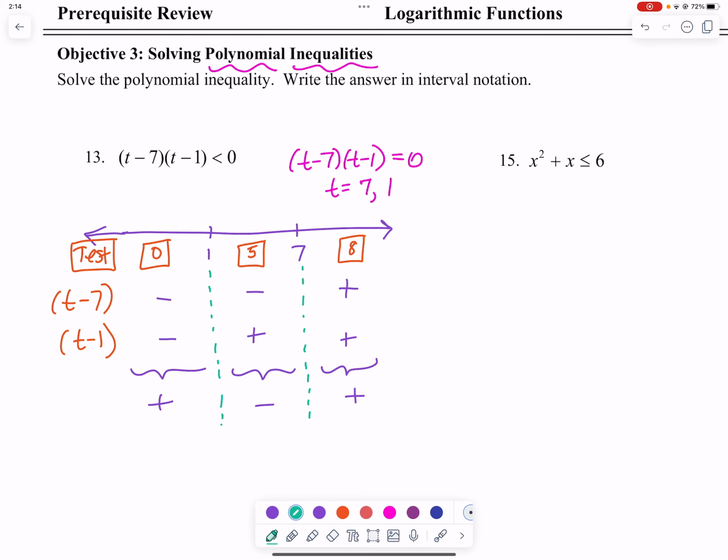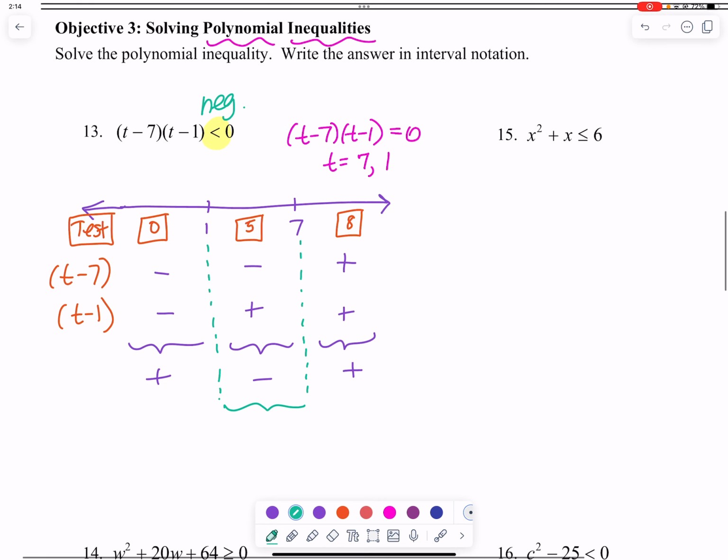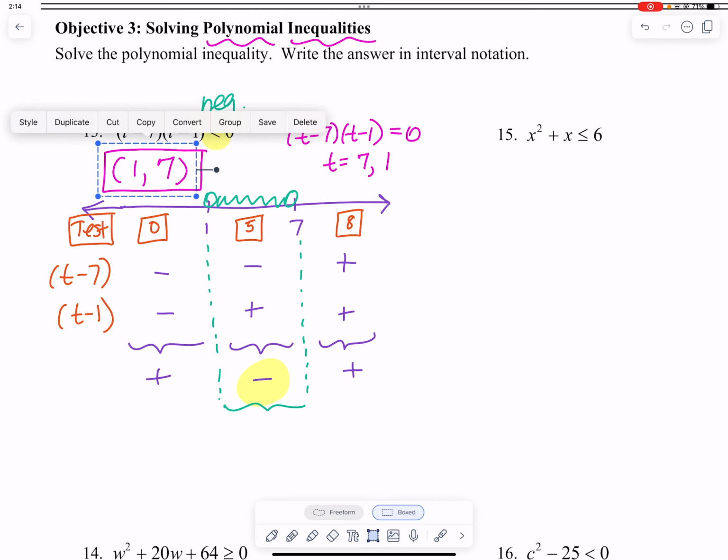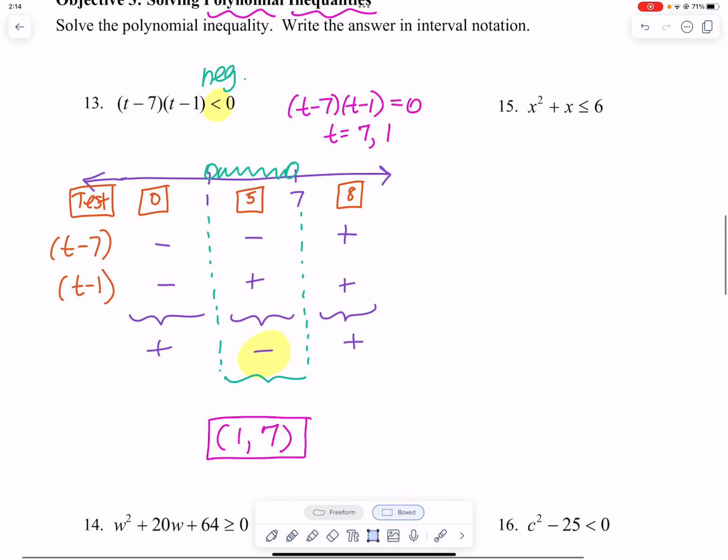Now, we have here less than. So we're looking for negative, and that is right here. So that interval, because that is just less than, we will have 1 to 7. So this answer would be 1 to 7. Every x value between 1 and 7, but not including 1 and 7. And you know what? I could actually put this down here, and that would be our answer.